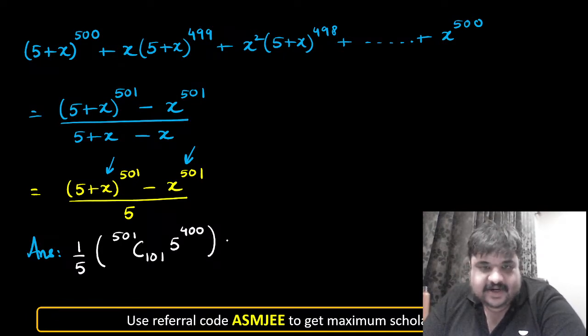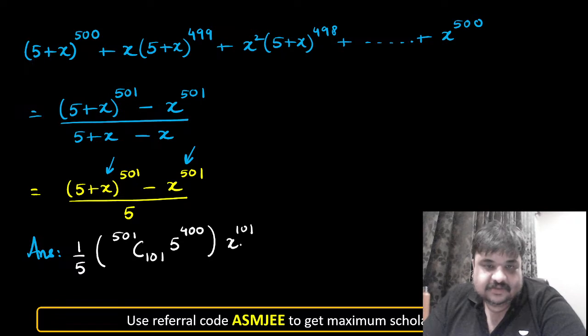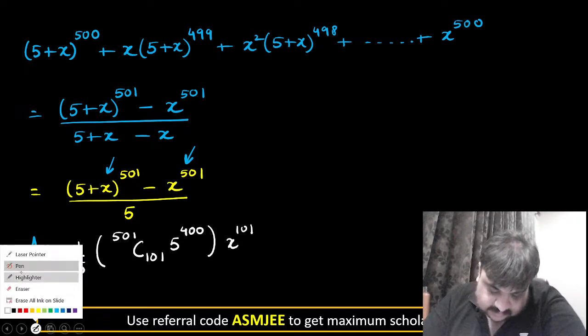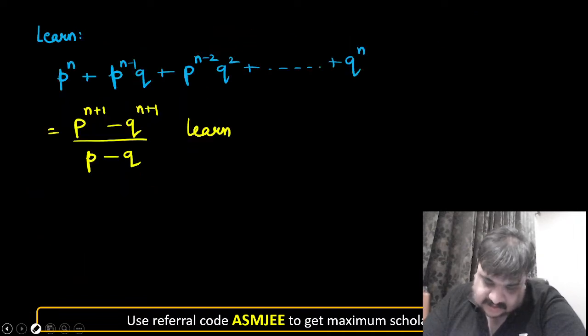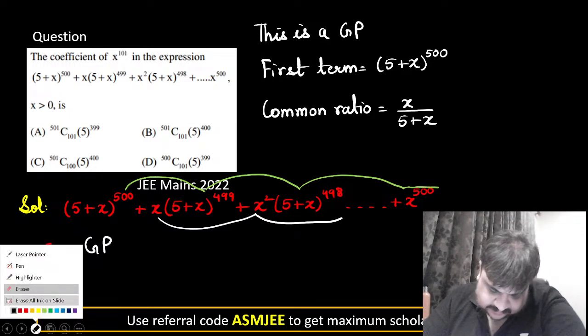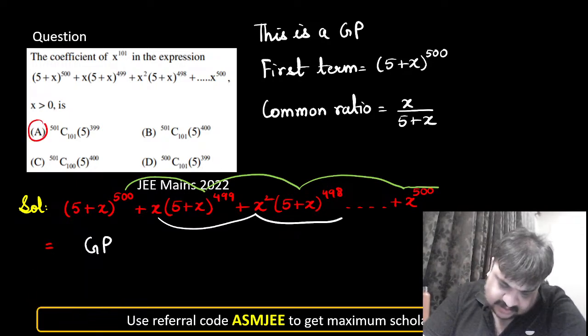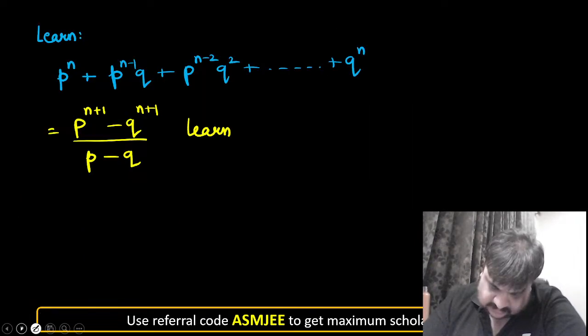Don't write x raised to power 101. Don't write this. We need only the coefficient. We need only the coefficient. What is the answer? I think option A. A. It looks like A. A, right?